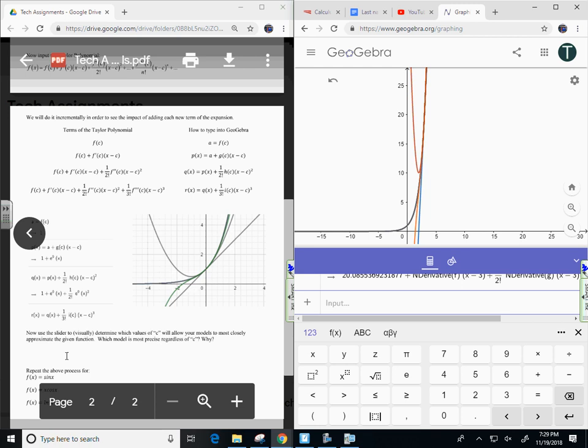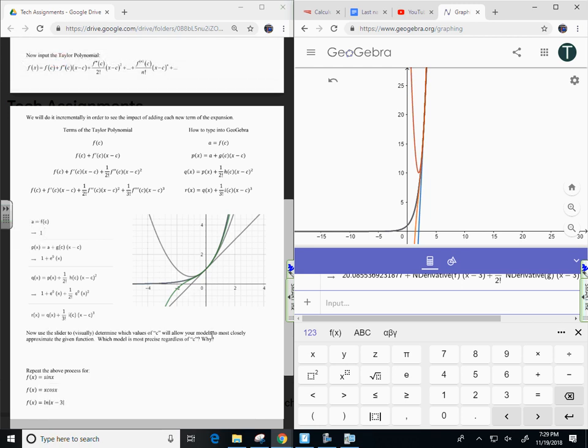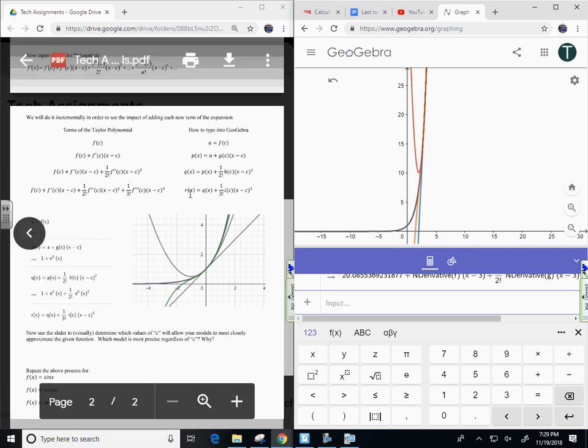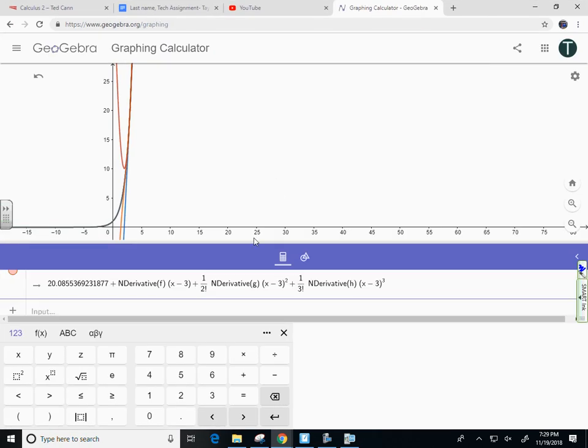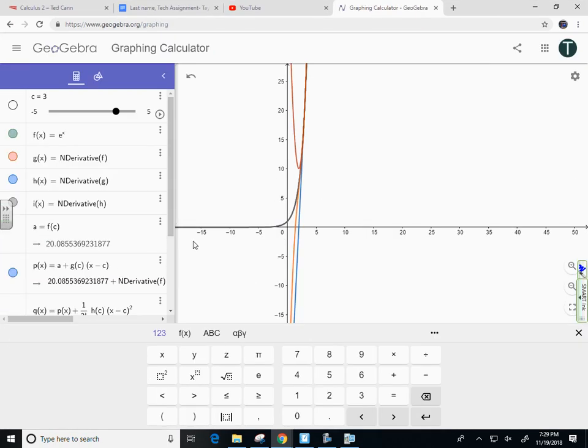Now I got to kind of answer it. Now use a slider to visually determine which values of C will allow your models, quote-unquote models, well, not really quote-unquote, but we have 3 models, so you need to most closely approximate the given function, and which one is the most precise regardless of C, right? Now your answer here is going to be pretty much the same. I'm kind of giving it to you, regardless of what function you put in, okay?